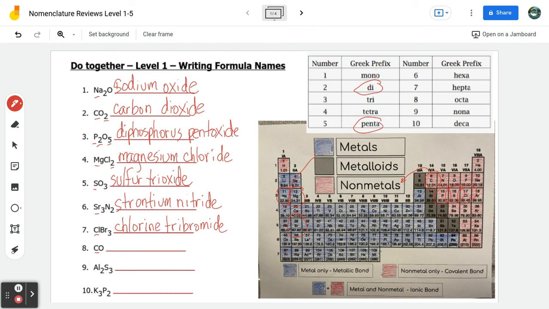Carbon, remember carbon was a nonmetal, so I'm going to use prefix. And there's only one oxygen, so this time I am going to use mono, but only with my second element. Aluminum is a metal. No prefixes with either part. Aluminum sulfide. K is a metal. Potassium. P is phosphide. And notice every single one of these ends in ide.